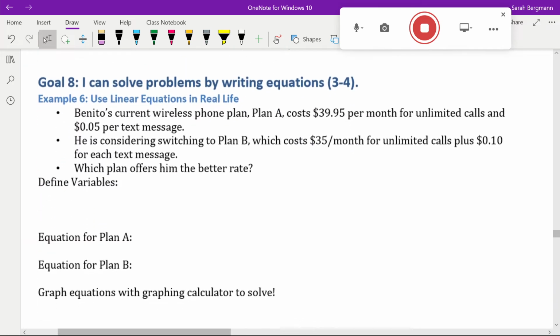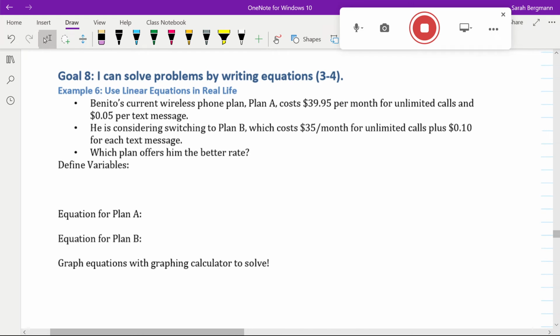All right, let's talk about using equations and writing equations to solve problems. So this says, use linear equations in real life. Benito's current wireless phone plan, Plan A, costs $39.95 per month for unlimited calls and 5 cents per text message. He's considered switching to Plan B, which costs $35 a month for unlimited calls plus 10 cents for each text. Which plan offers him the better rate?